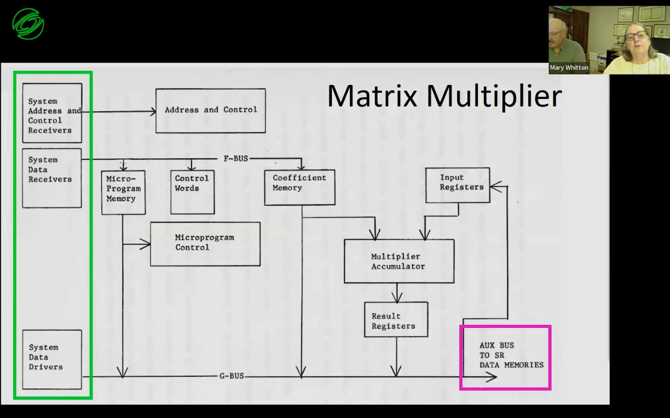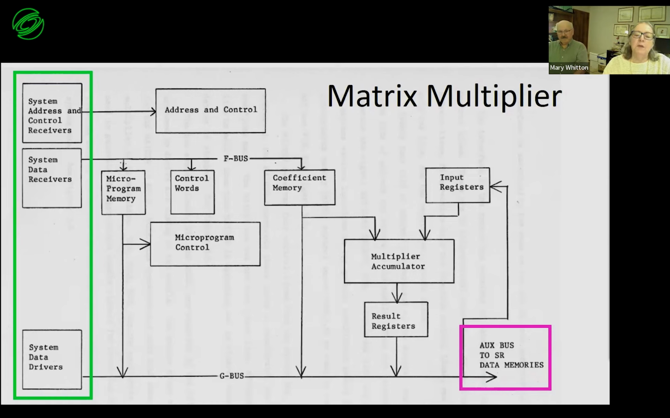But the unit was primarily used for executing transformations, again, independently of the main processor. So for the device to run independently, it had to have its own access to the data memory. So there are two independent external buses on this system. In green, that's the system bus that loads the local memories and control. The magenta is another bus that directly accesses the static RAM data store. And the read and write addresses were managed actually on board this processor.